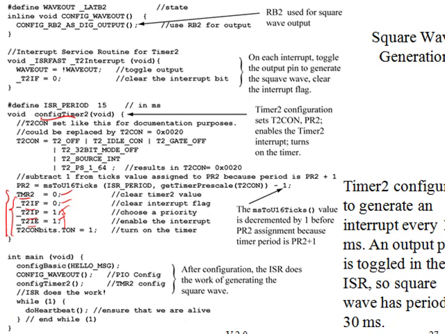At this point, the timer interrupt is enabled. However, the timer is not yet counting up because this line has set the timer to off. We still need to turn the timer on. We need to enable it, so we're going to do that by this line: t2con bits.ton is equal to 1. At this point, this is going to allow the clock to reach the timer.